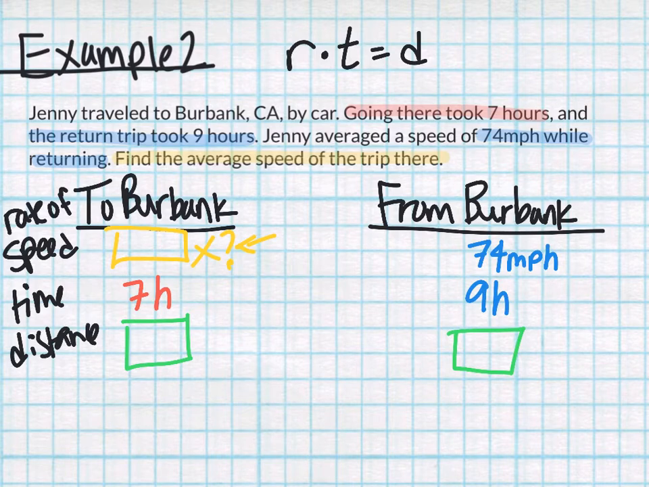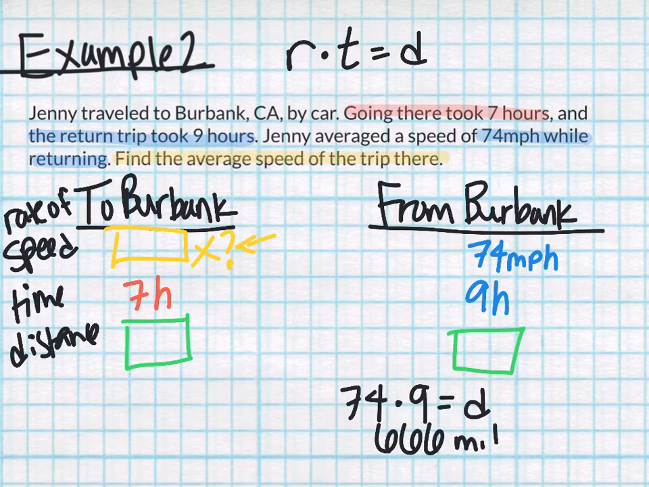So, similar to the first one we did, we're going to need to find this distance first. I know that my speed or rate from Burbank was 74 miles an hour, so 74. And then my time is 9 hours. That will tell me my distance. So just grab a calculator, 74 times 9, and you get 666 miles. That's the distance. And we know that since they're going to Burbank and from Burbank, it has to be the same distance.